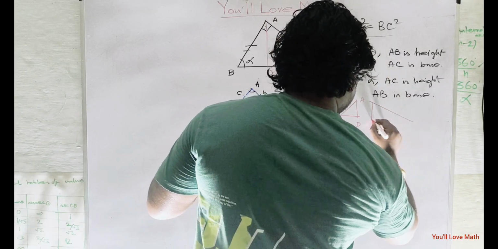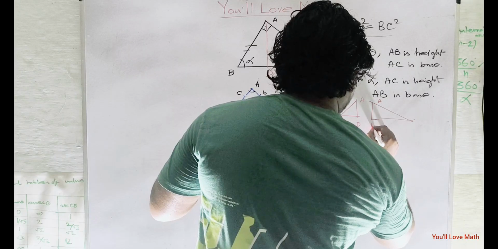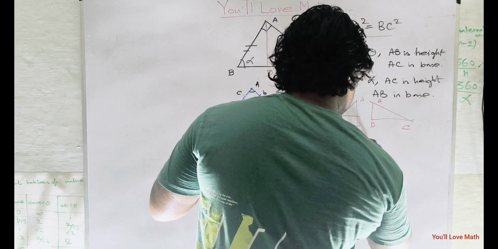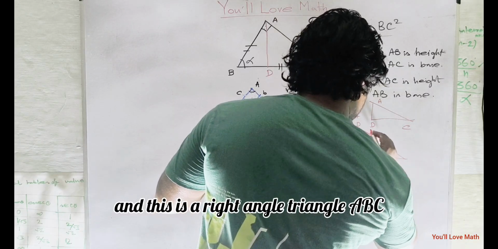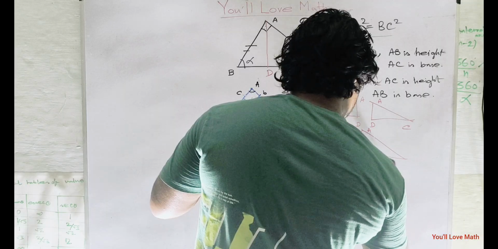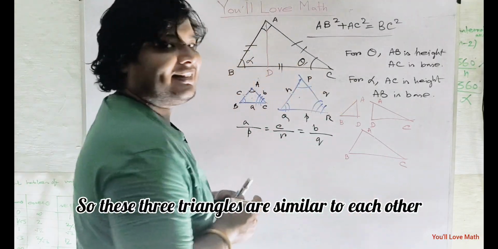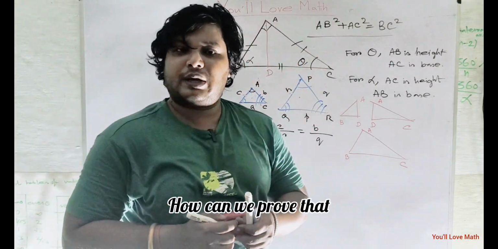This is triangle ADC, and this is right angle triangle ABC. So these three triangles are similar to each other. How can we prove that?